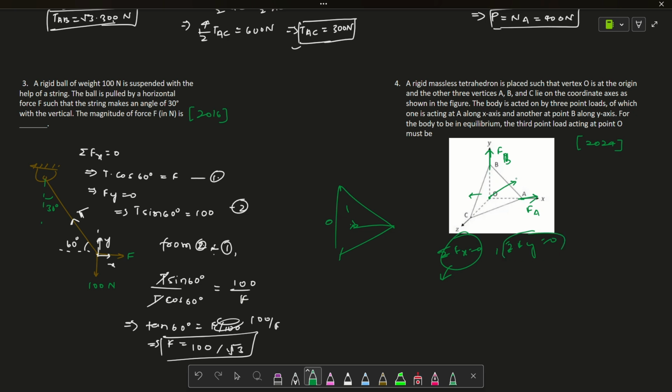So it should act in the xy plane, but neither in perpendicular directions like x direction or y direction. It should act somewhere in between, so that we can resolve these forces and the summation of forces in x direction and y direction is 0. The concept here is important.